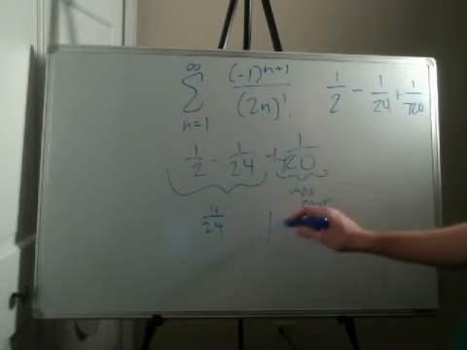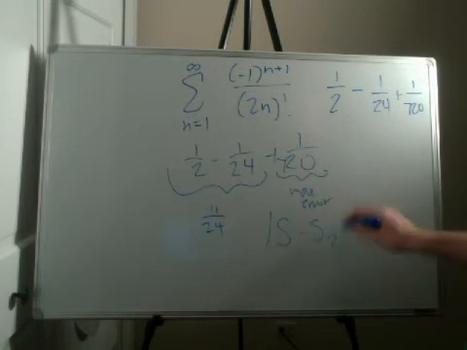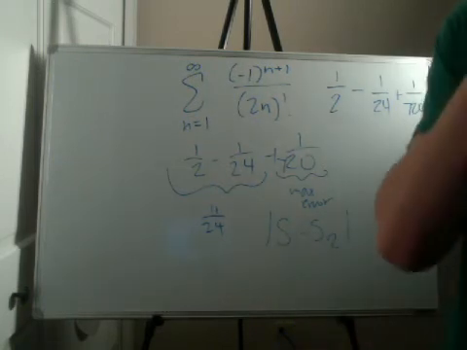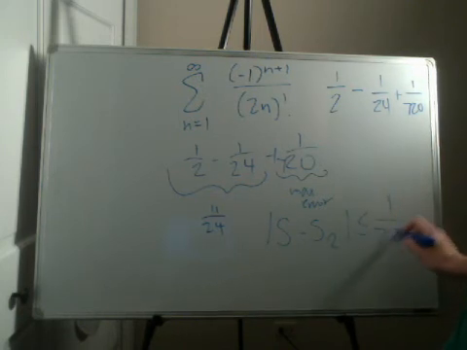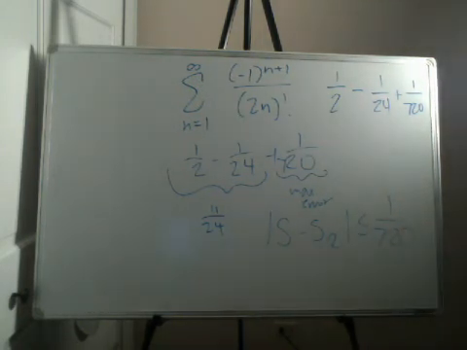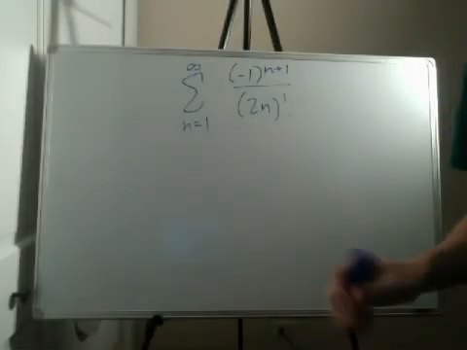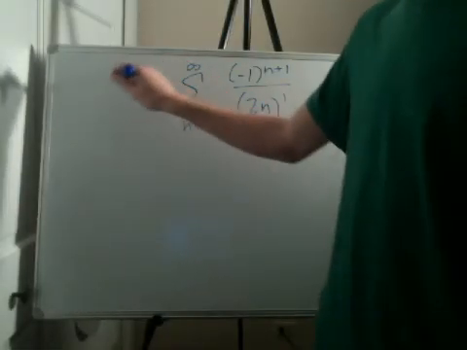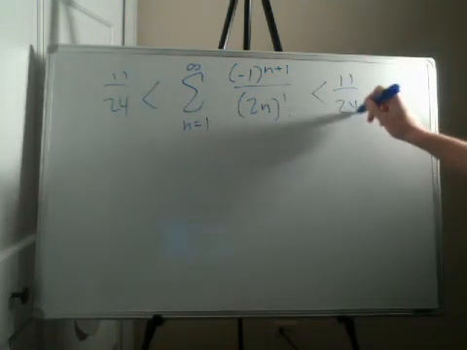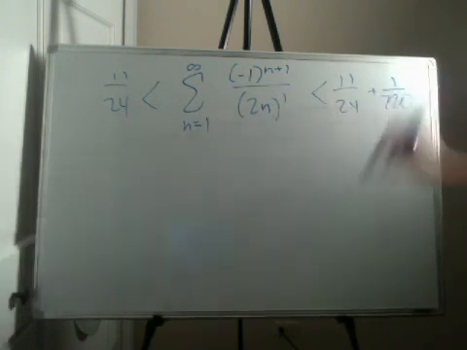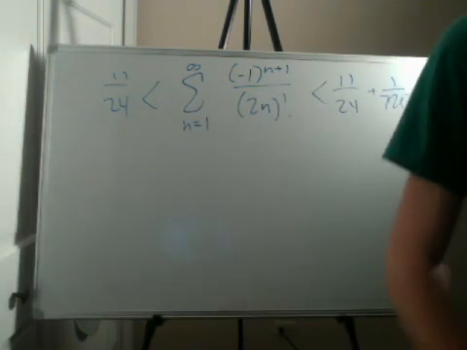You can also write this as saying that the actual sum minus the sum of the first two terms is less than or equal to 1 over 720. That's the notation they're going to use a lot of the time. So, to approximate the sum of the series, you're just going to say that it has to be in between that value, 11 over 24, and that value plus the error. And that's how you approximate the value of an alternating series.